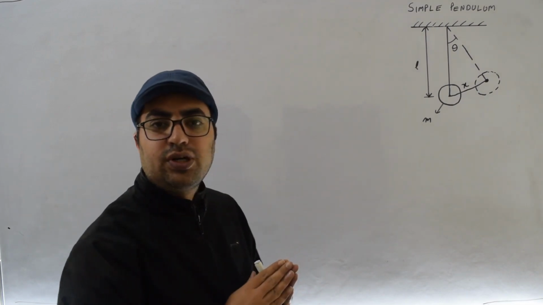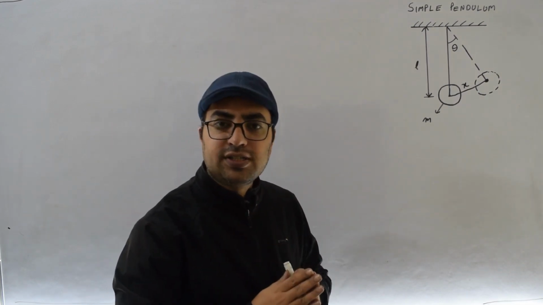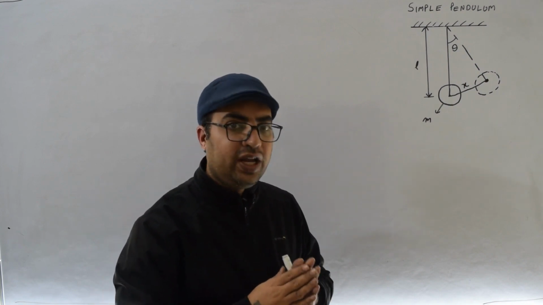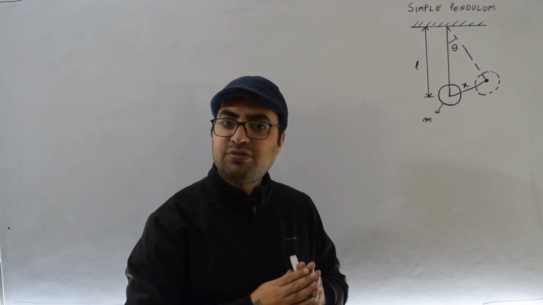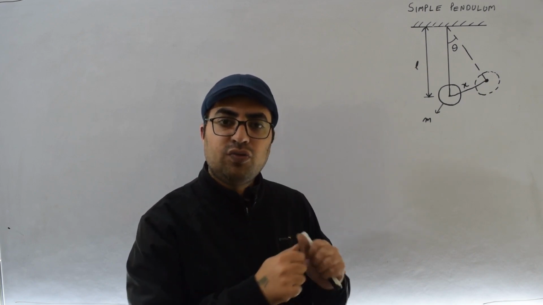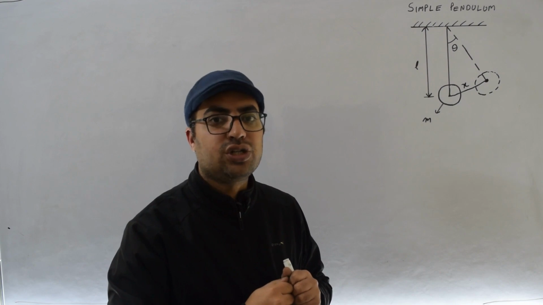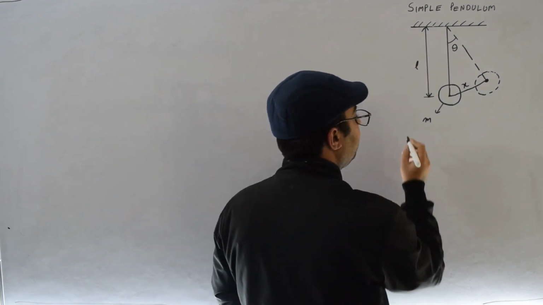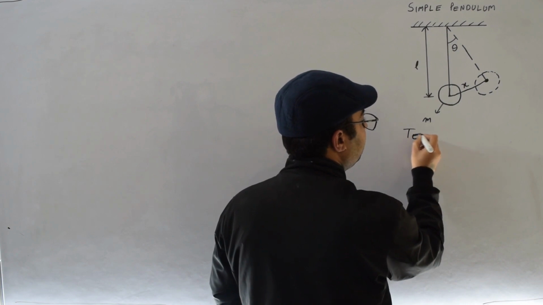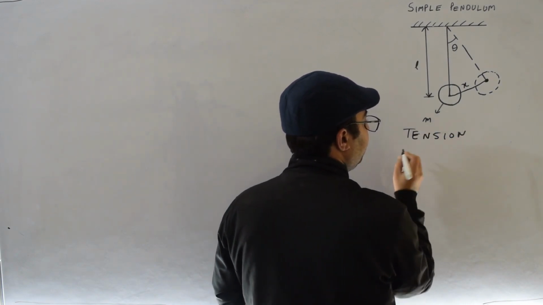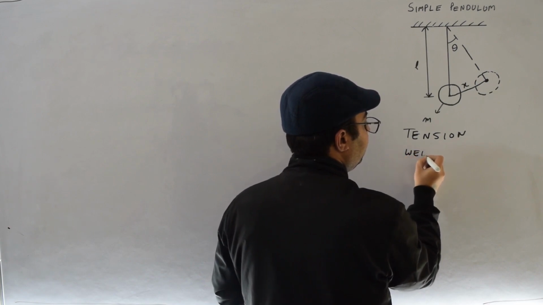So there are two forces which are acting on the bob. One is its weight, and as the string is tightened, जो आपके पास धागा होगा, string होगा, वो खींचा हुआ होगा, so there will be tension also. So two forces are acting here. One is tension and another is weight.